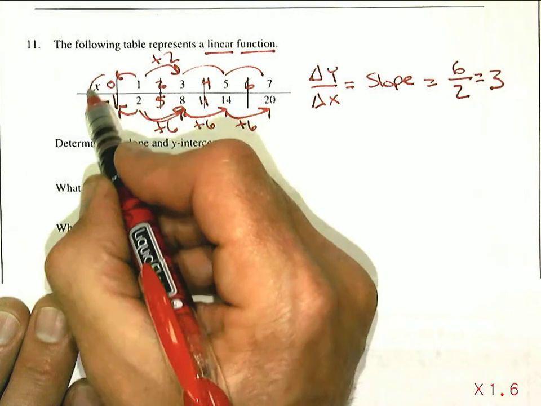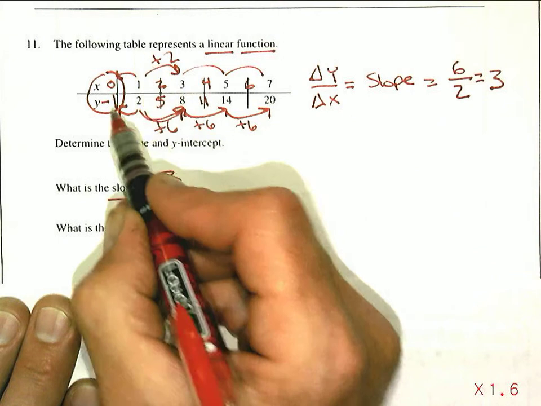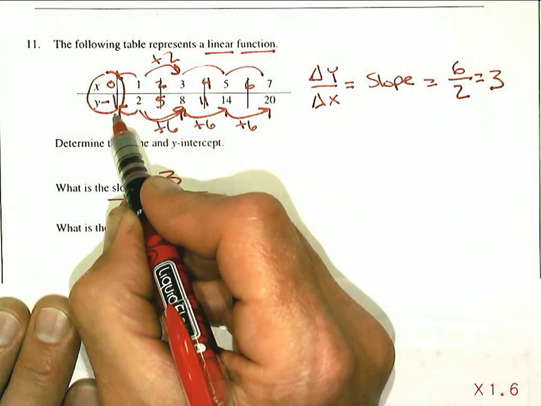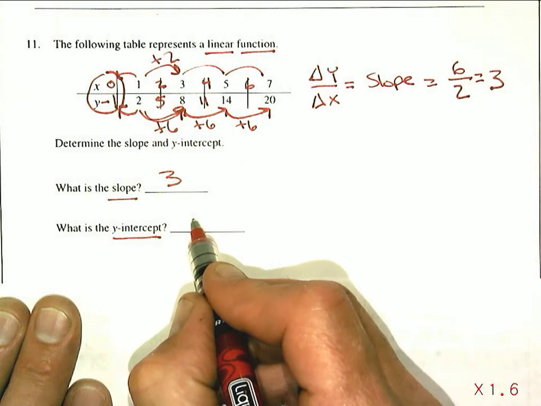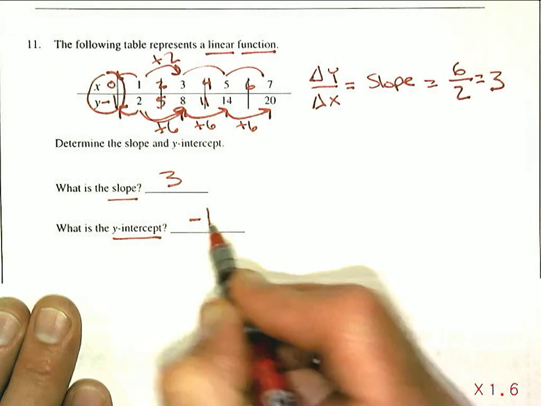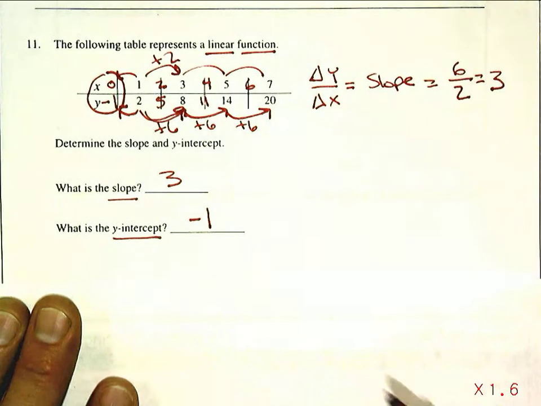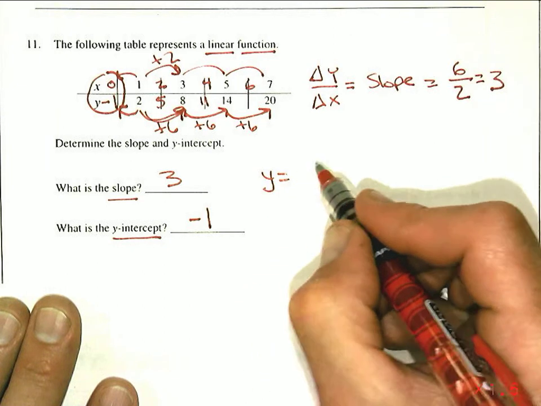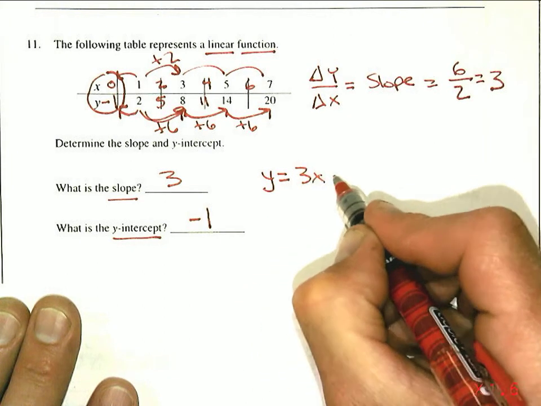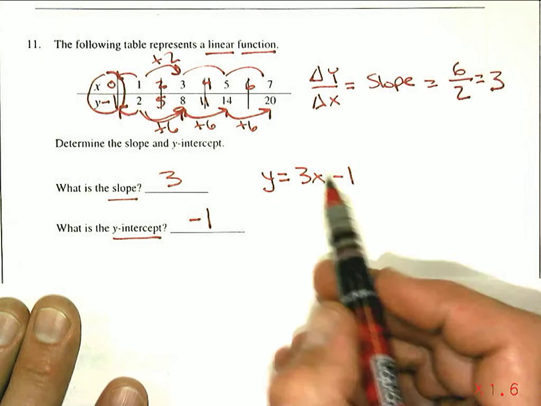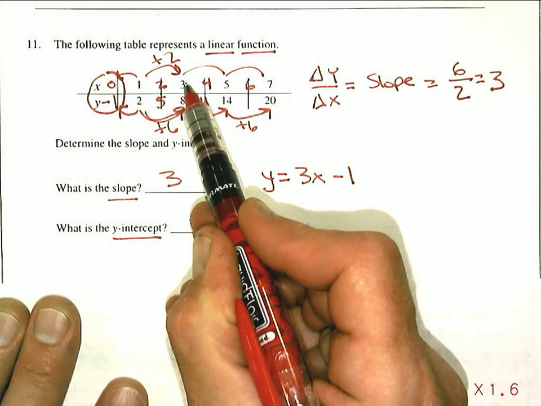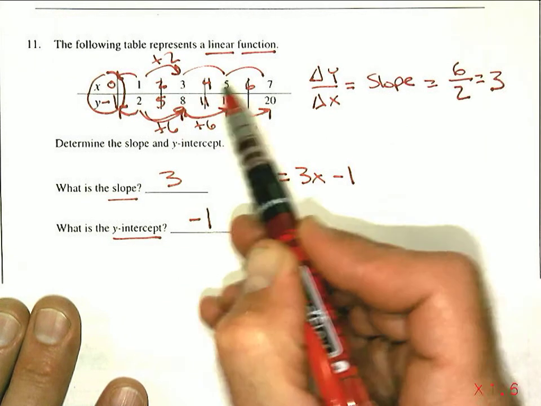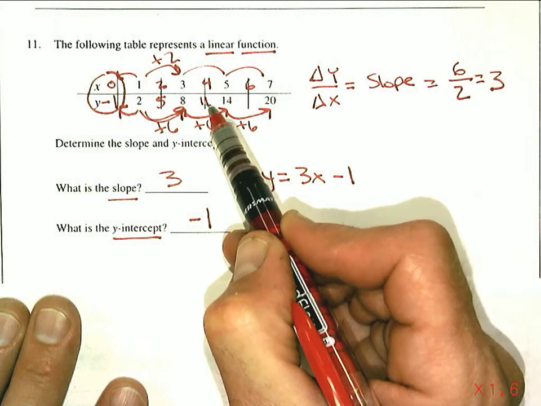So where x is 0, and the y value, since it's going down 3 each time, the y-intercept in this case is negative 1. And really we could kind of check this by writing the equation. If we think of y equals 3x minus 1, in other words, 3 times the x value, 3 times 3 is 9, minus 1 is 8, 3 times 4 is 12, minus 1 is 11.